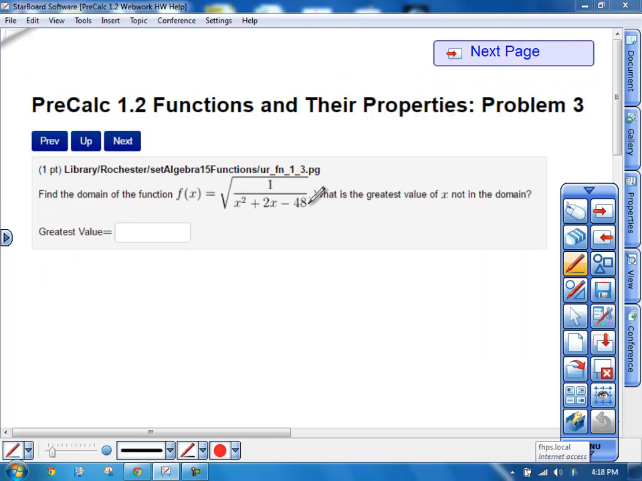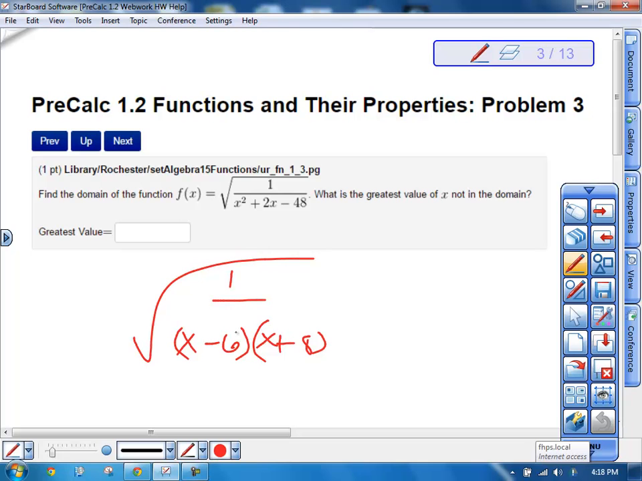The next problem says find the domain of the function. There's two things we need to look out for with domains, and that's zeros in the denominators of fractions and negatives underneath square roots. Now we don't have to worry about negatives because that square term is going to make this bottom always positive. But we do have to look out for zeros in the denominator, so I'm going to factor it into x minus 6, x plus 8.